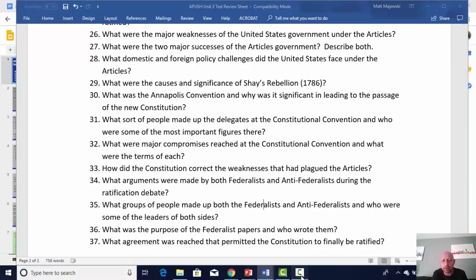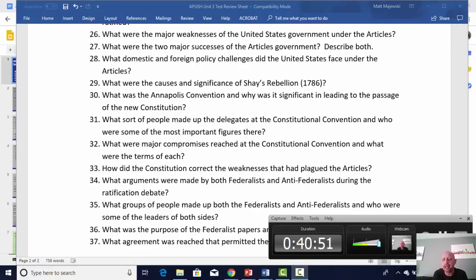Folks, that's it. Hopefully that helps you out. As you are reviewing, we're testing on Thursday. I hope that the content part of it helps you. Of course, you still need to know the documents. You need to be able to analyze the documents and find the arguments in there because the content will only get you so far.